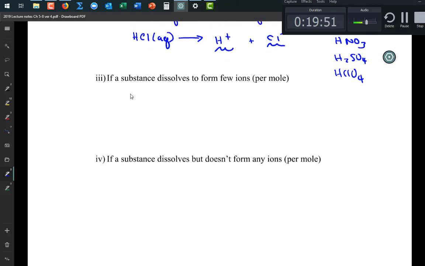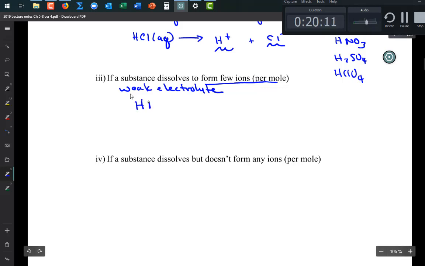And then there are things that are called weak electrolytes. It only forms a few ions per mole, so we call that a weak electrolyte. Those are things like HF. That's hydrofluoric acid. The things that go under this category are the weak acids and weak bases.